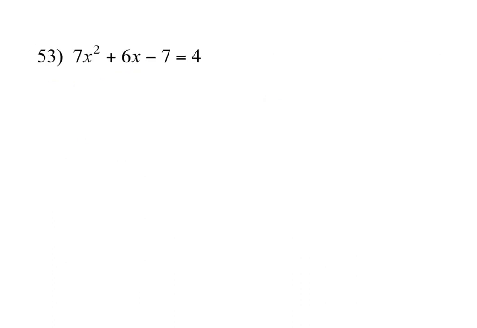The first thing you'll notice here is that it is not equal to 0. Do not do your A, B, and C until it is equal to 0 because it'll change your A, B, and C. And so the first thing I'm going to do here is move that 4 over. It's a positive 4. I need to subtract it here. All right, so I have 7x squared plus 6x minus 11 equals 0.